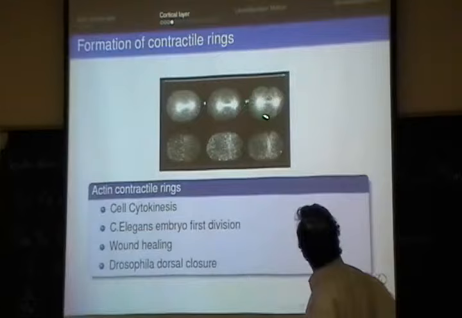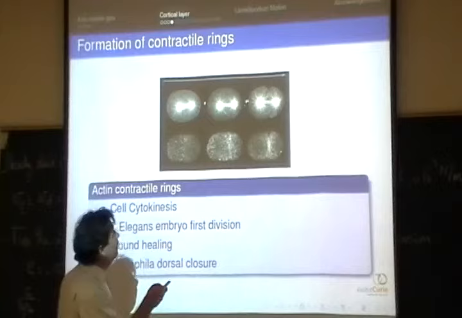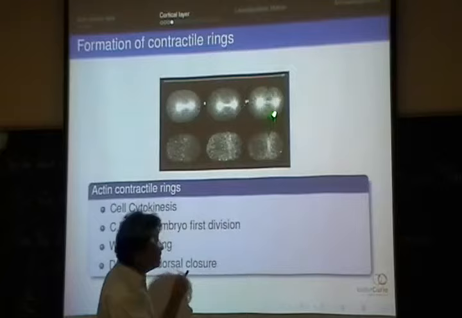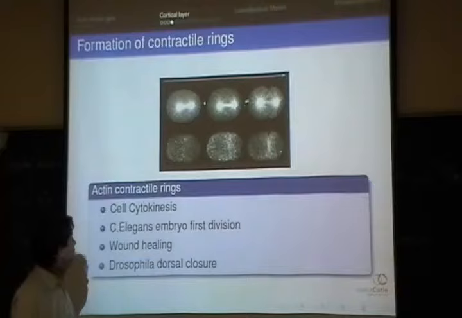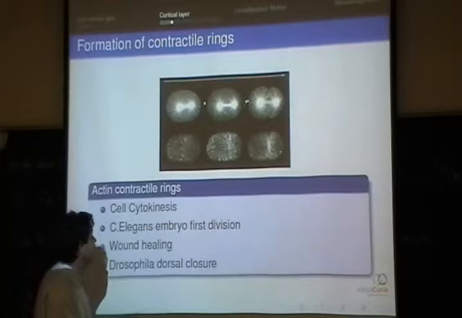The cortical flow is coupled to the orientation of the actin filament. The actin filament goes perpendicular to the flow, and that's what starts the formation of the ring. So just using the purely mechanical ideas that I give you here, if the density of myosin motors is increased close to the equator, that leads to the formation of an actin ring. So actin rings are observed in cell cytokinesis. They are observed during development, and these are not pictures of cells. This is the first division of the embryo of a C. elegans. The people in Dresden are working a lot on that.